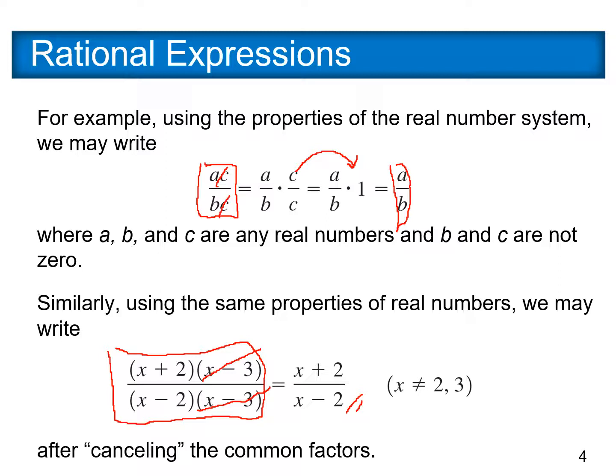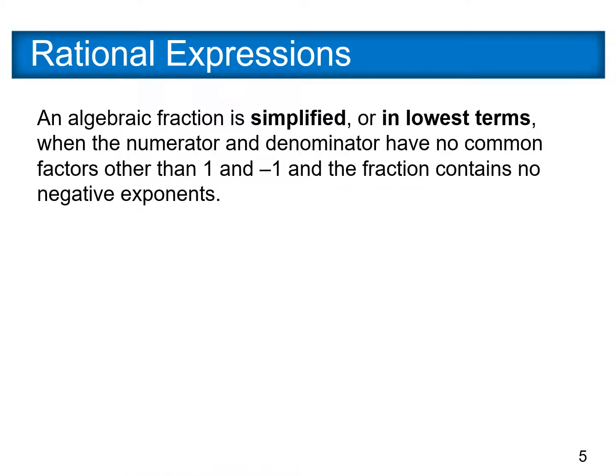So this thing that we just did, canceling or cutting out two elements that are multiplying at the denominator and at the numerator, is called canceling of common factors. Any algebraic fraction can be simplified, or in other words is in the lowest terms, when the numerator and the denominator have absolutely no common factors other than 1 and minus 1, and the fraction contains no negative exponents. In other words, we know that a fraction is simplified when there is nothing for me to cancel out in the numerator and the denominator.